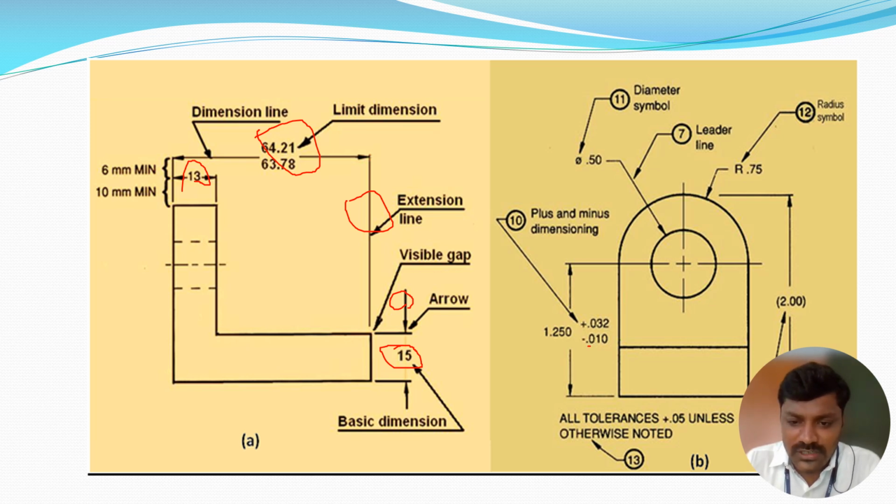The plus or minus is called the tolerance level. This is the diameter symbol. You have to clearly know about that. This is called the leader line. For example, if you are going to give the dimension of this circle, you can give it by a leader line.